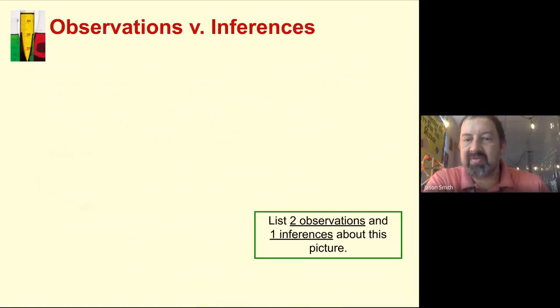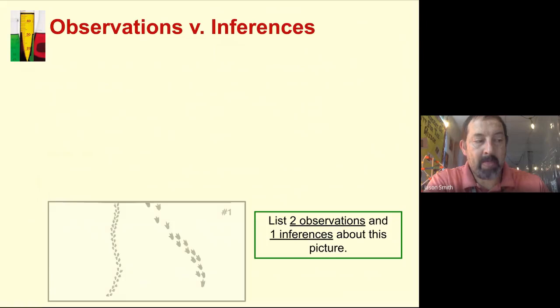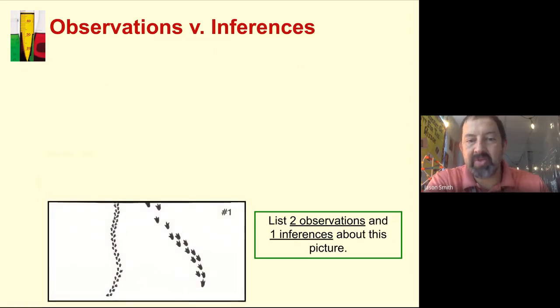So, what are some observations versus inferences? We're going to take a look in the middle of your paper where it talks about observations versus inferences. And you're going to fill in 2 observations and 1 inference about this picture that's going to come up. All right. So, picture number 1 shows a couple of different sets of footprints. Pause the video now and write down what observations and inferences you have.